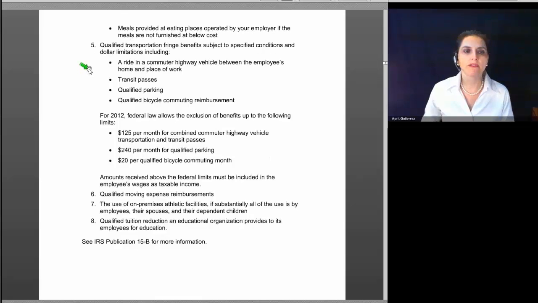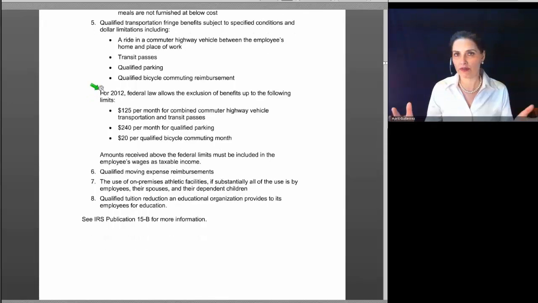And we also have qualified transportation fringe benefits that are subject to specified conditions and dollar limitations. These also can be tax-free fringe benefits, and they include a ride in a commuter highway vehicle between the employee's home and place of work, transit passes, qualified parking, qualified bicycle commuting reimbursement. There are limits on each of these, though. It isn't just a blanket policy.